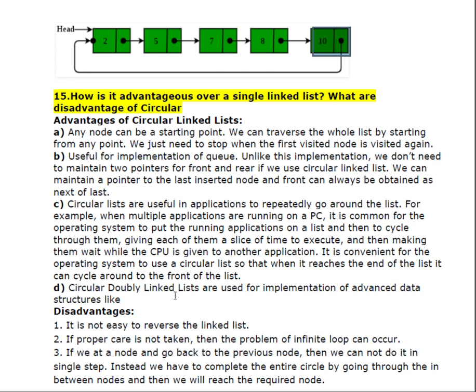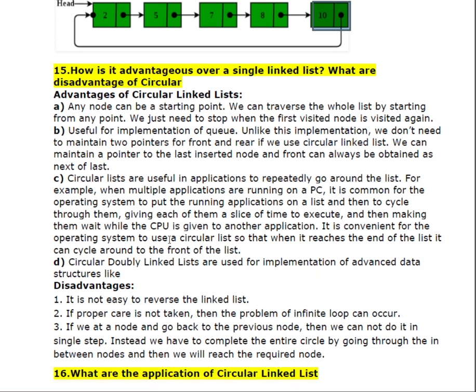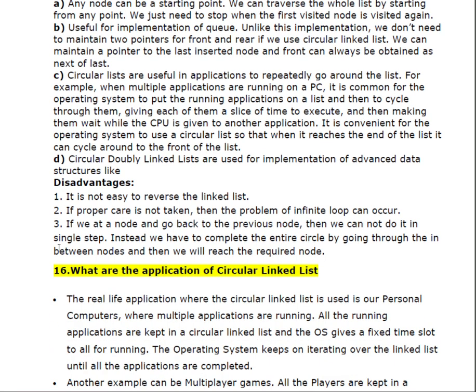Circular doubly linked lists are used for implementation of advanced data structures like stack, queue, graphs, and trees, etc. These are the disadvantages. It is not easy to reverse the linked list when it is a circular linked list.